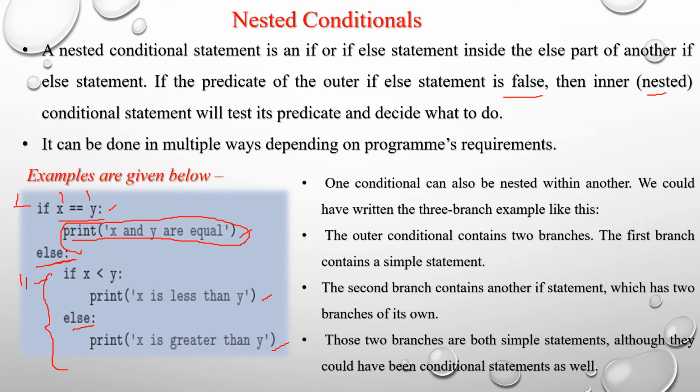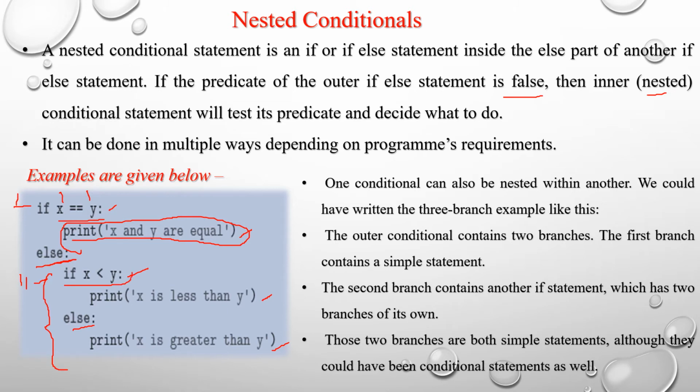One conditional can also be nested within another. We could have written the three-branch example like this. So this is one branch, this is another branch, and this is the third branch. The outer conditional contains two branches. The first branch contains a simple statement. The second branch contains another if statement which has two branches of its own.